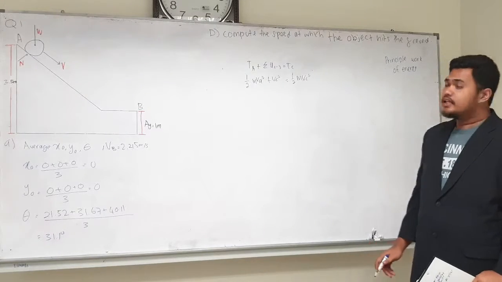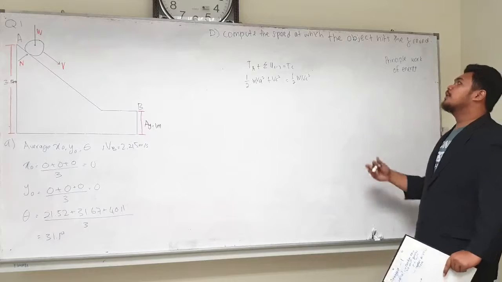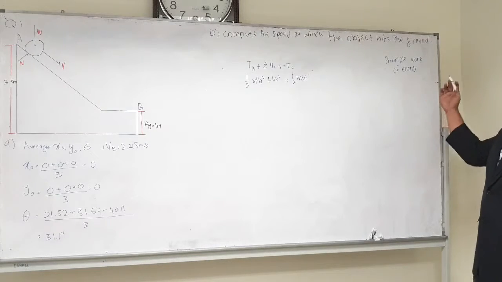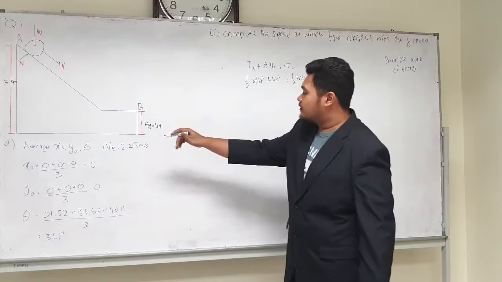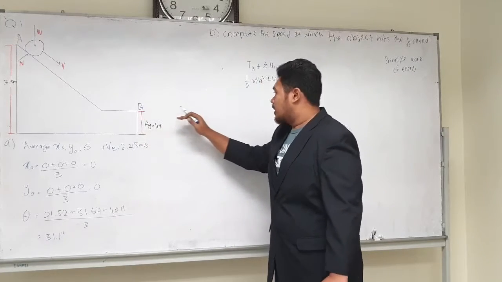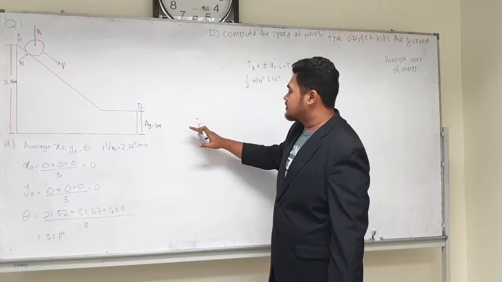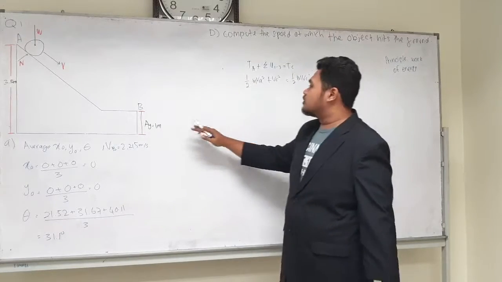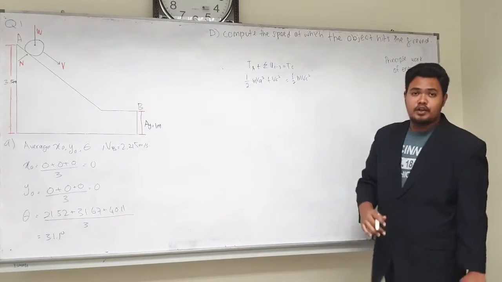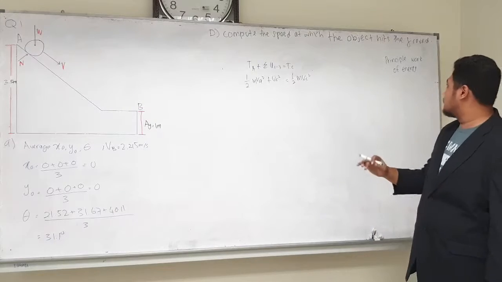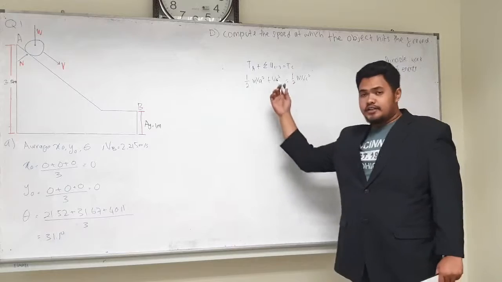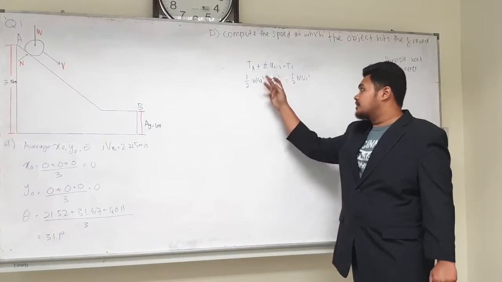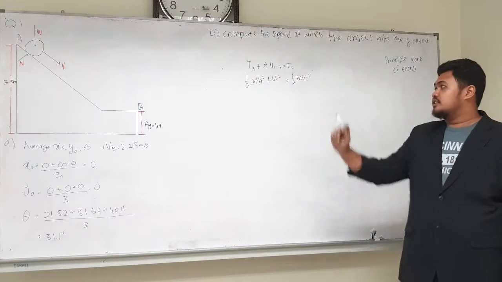For question D, the question is to compute the speed at which the object hits the ground. After the ball launches itself from B, we have to calculate where it reaches the ground and at what speed. To calculate the speed of the ball when it hits the ground, we have to use the principle of work and energy, and the formula is TA plus summation of U 1 minus 3 equals TC.